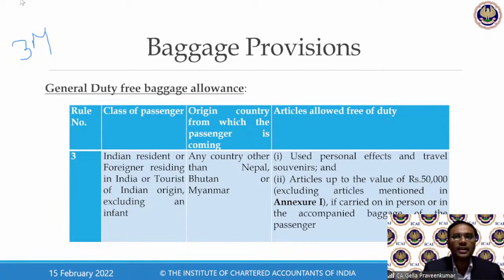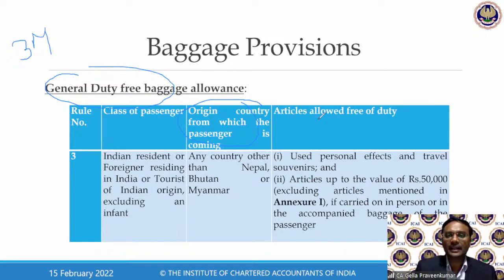Now, what they say in case of your duty-free baggage. This is a major question, and people who have been in practice get such questions from relatives. Duty-free baggage is allowed when an Indian resident, or a foreigner residing in India, or a tourist of Indian origin, excluding an infant, is coming from any country other than Nepal and Bhutan. Used personal effects and travel souvenir articles are allowed free of duty.